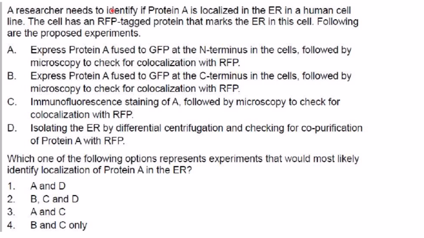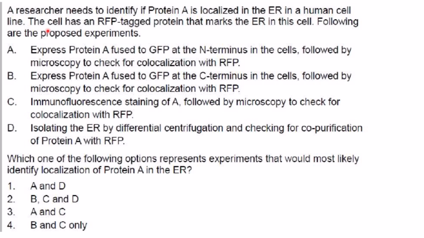A researcher needs to identify if protein A is localized in the endoplasmic reticulum in a human cell line. So the researcher has identified a new protein called protein A, and wants to see whether it is localizing in the endoplasmic reticulum in a human cell line. For that, the cell has an RFP tagged protein that marks the endoplasmic reticulum in this cell.